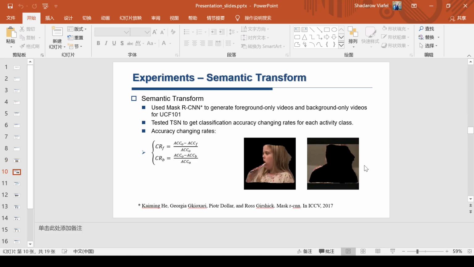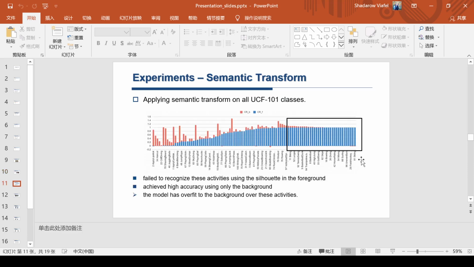The second is semantic transform. We use Mask RCNN to generate foreground-only videos and background-only videos for UCF101 as shown in these 2 figures. Then we test the TSN to get classification accuracy changing rates for each activity class. After applying semantic transform on all UCF101 classes, the activities in this black box caught our attention. TSN failed to recognize these activities using the silhouette in the foreground, but achieved high accuracy using only the background. This means the model has overfit to the background over these activities.